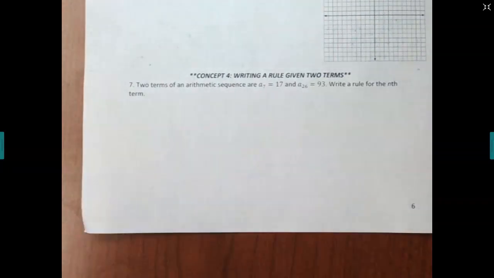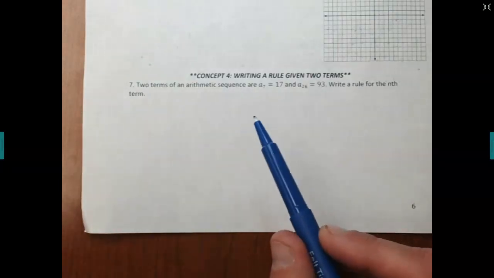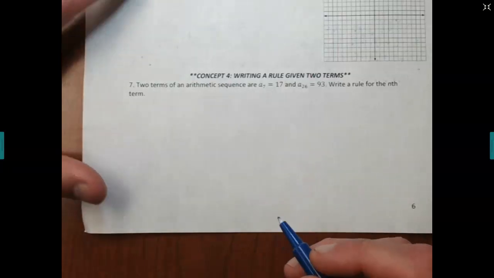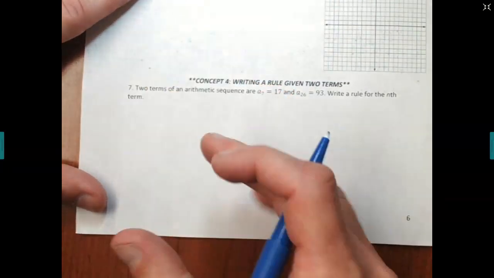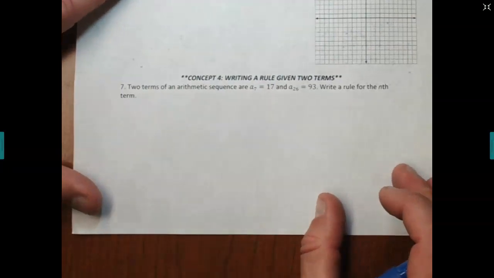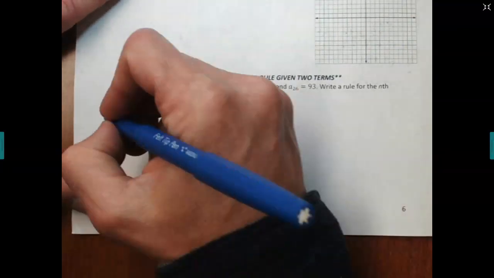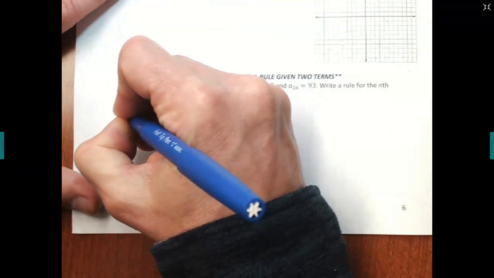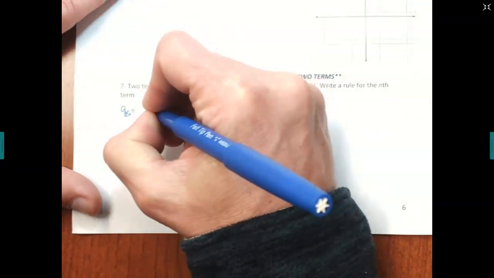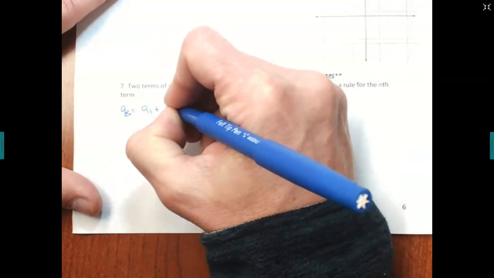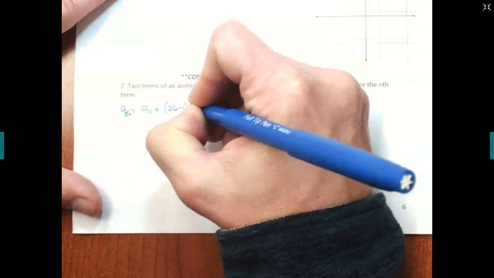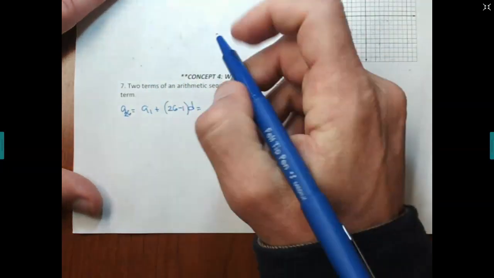Alright, so this time we have 2 terms in an arithmetic sequence, a sub 7 equals 17 and a sub 26 equals 93. I'm going to write a rule for the nth term, so I need my first term and my common difference. Okay, so I kind of go about it like this. It is more like a system of equations since we're solving 2 unknowns here. So a sub 26 equals a sub 1 plus the quantity of 26 minus 1 times d equals 93.